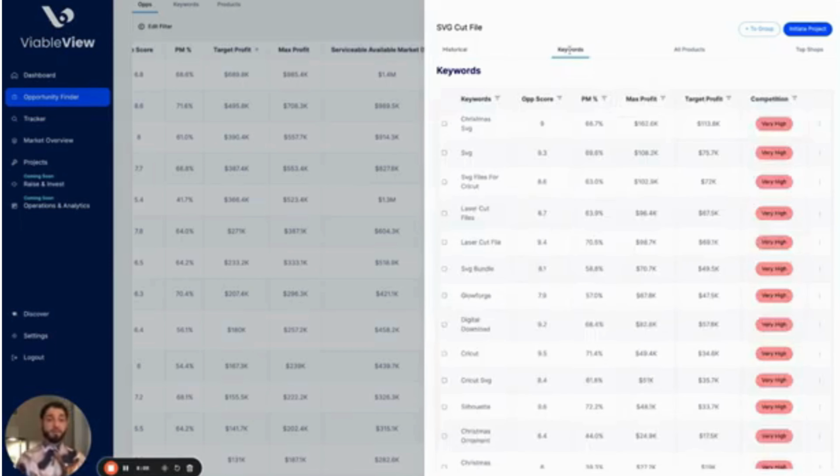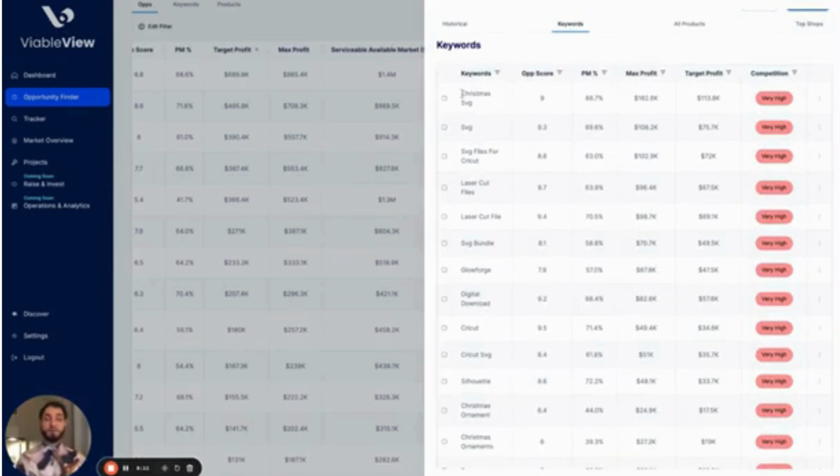Pretty interesting. We're able to see the keywords associated with the opportunity as well: Christmas SVG, SVG cut for, and some interesting platforms for SVGs, all relevant keywords for the opportunity. And we actually simulate the keywords as well to show you the max profit or the target profit within that keyword. Pretty interesting. You're also able to save these keywords if you wanted to add them to a project or track that keyword.